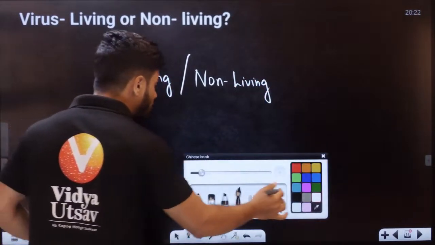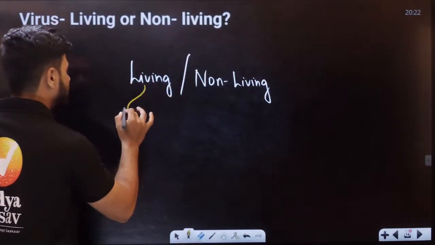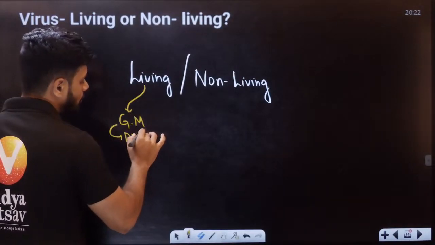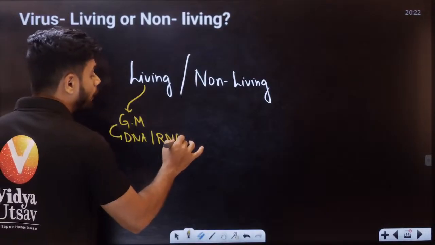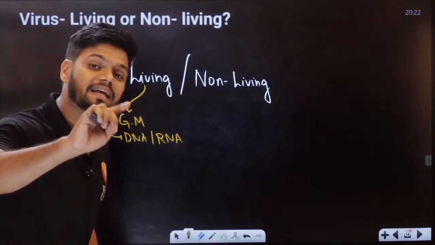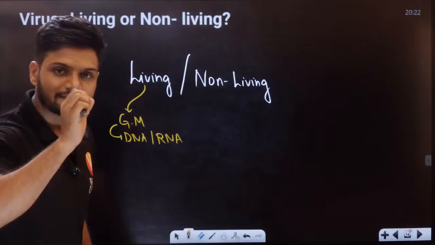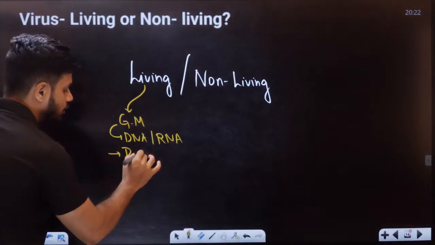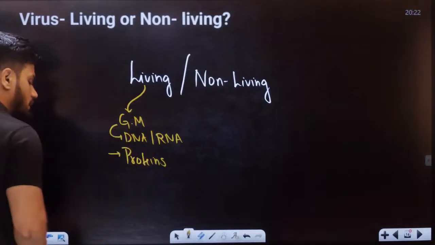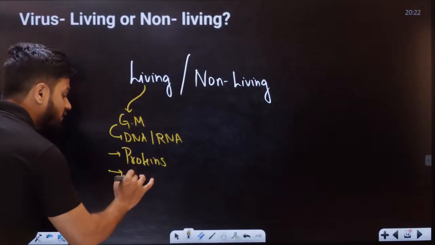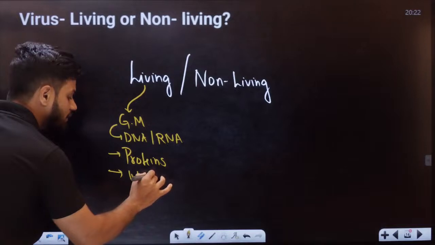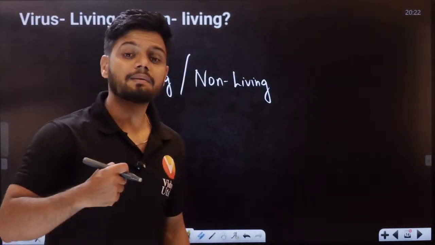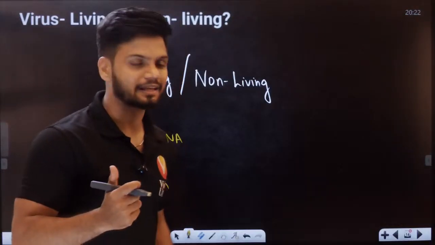Now students, do they have genetic material like living things? Yes, they have genetic material similar to living. It can be DNA or it can be RNA. Any one, both cannot be present. Then, they have proteins, similar to living. Now, do they infect like living organisms? Yes, they can do infection like bacteria. Can they multiply like living? Yes, they can multiply like living.